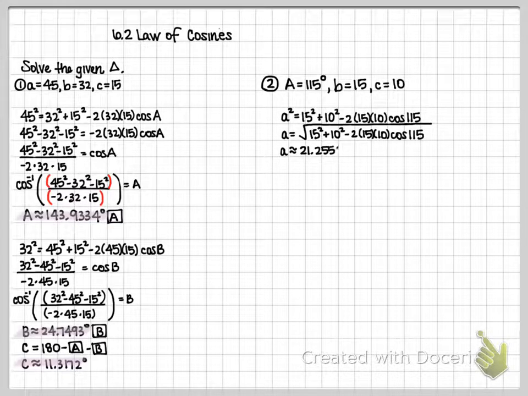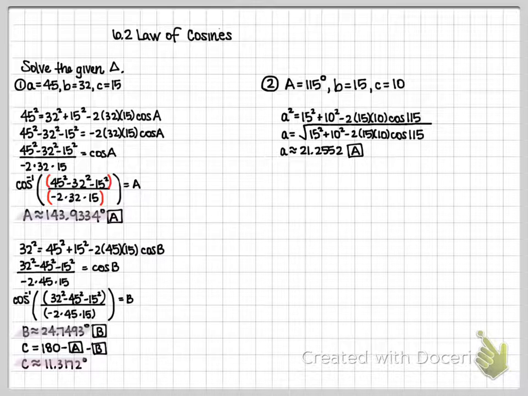So in this case, when I type this in, I get 21.2552. Not degrees, this is a side. I am going to store it as A because chances are I'm probably going to need it again. All right, now at this point I can find angle B or angle C, it doesn't really matter. So I'm going to find angle B.